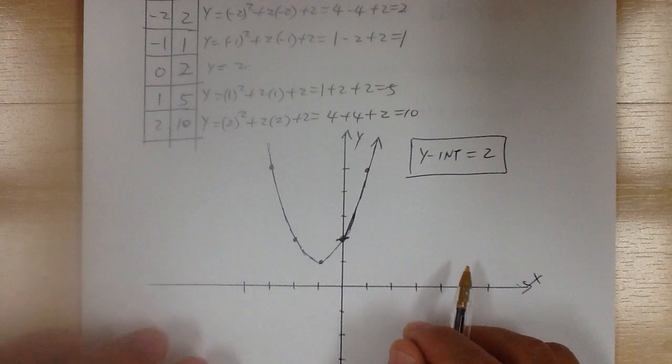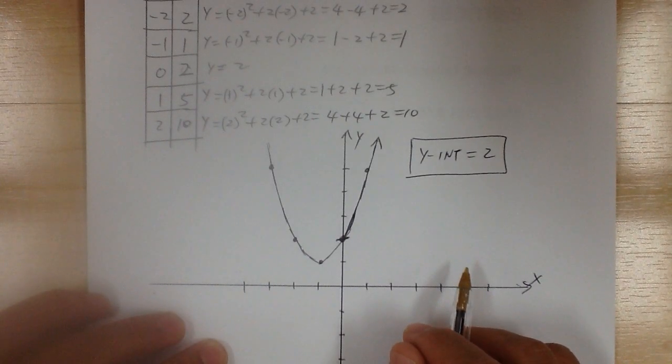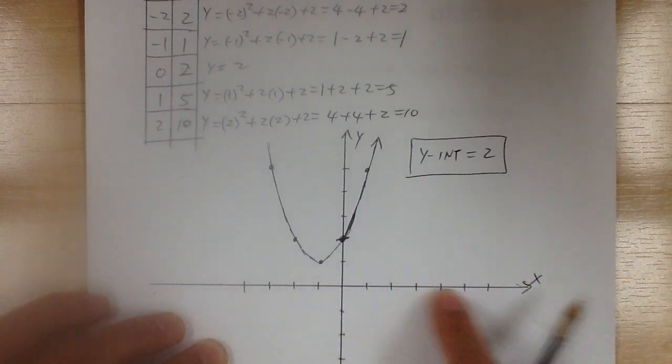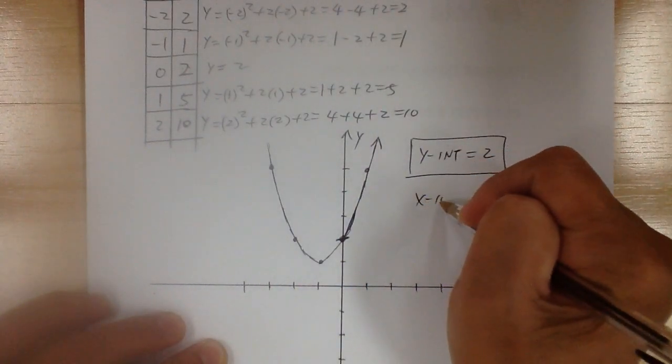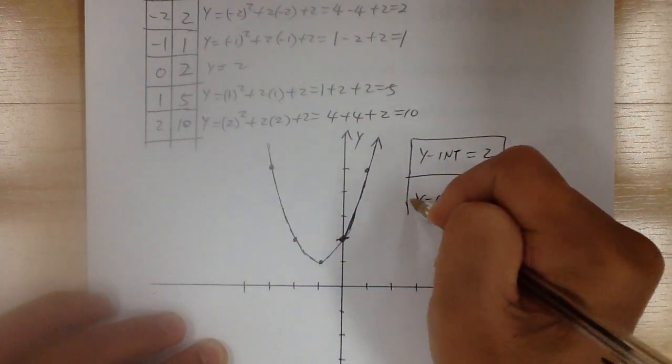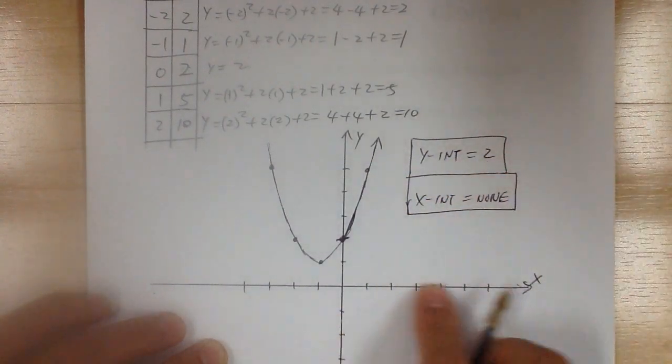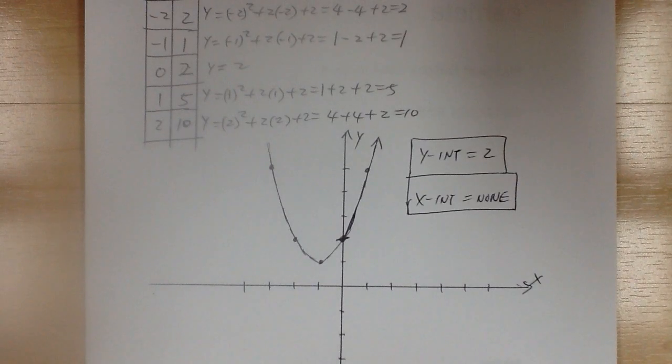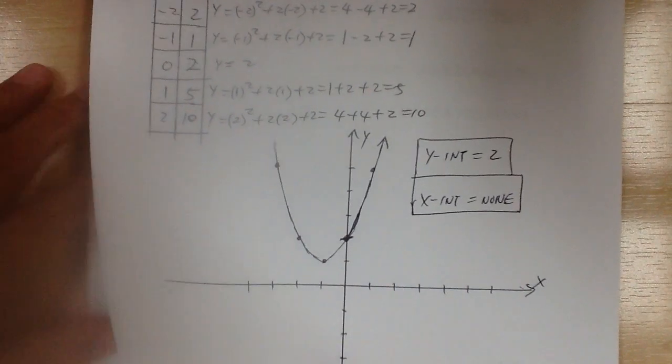And this one, the x-intercept. In this case, it doesn't cross. So the x-intercept is none. It didn't cross over the x. Okay, let's go to the next one.